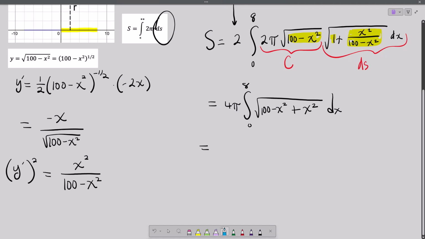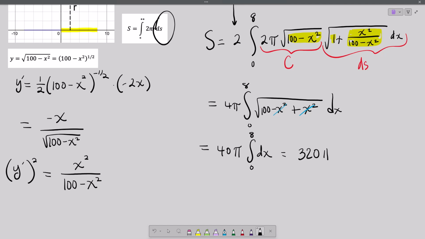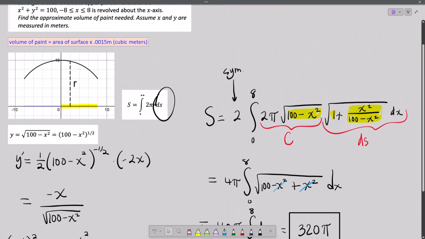So we have some more cancellation on the inside. Square root of 100 is 10. 10 comes to the front. 10 times 4 is 40. So we have 40 pi integral 0 to 8 of dx. And the integral of dx from 0 to 8 is 8. So we're going to have 8 times 4, which is 32, and then a 0, and then a pi. So this is the surface area. 320 pi is the surface area.